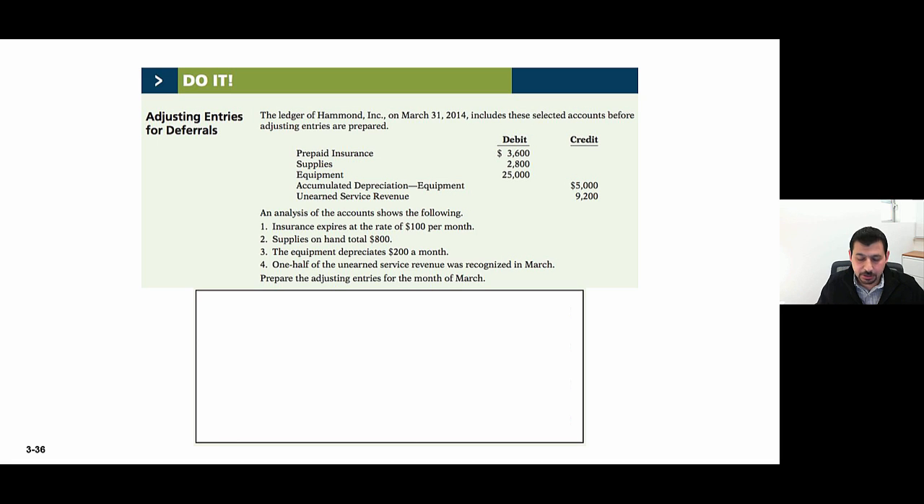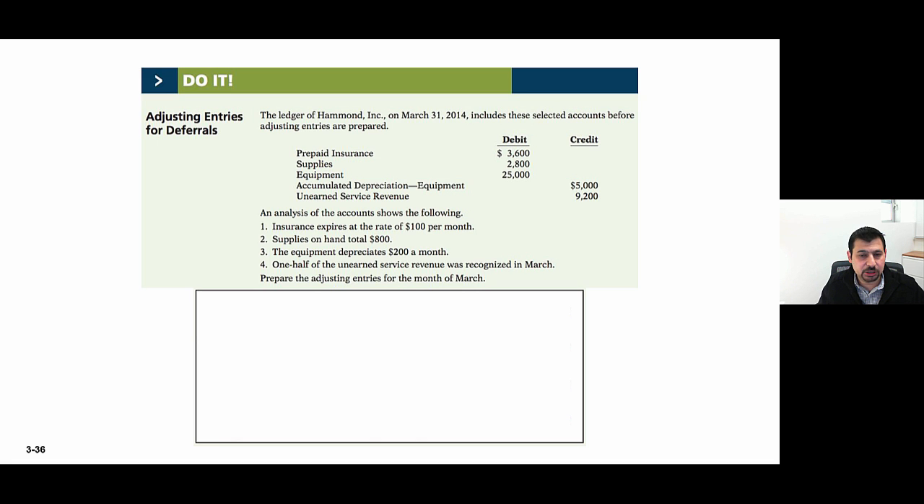This is another example of adjusting entries for deferrals. The ledger of Hammond Inc. on March 31st includes these selected accounts before adjusting entries are prepared. So basically this is more or less like the trial balance, or certain accounts from the trial balance. An analysis of the accounts shows the following. Insurance expires at the rate of $100 per month. So we have to recognize the insurance expense.